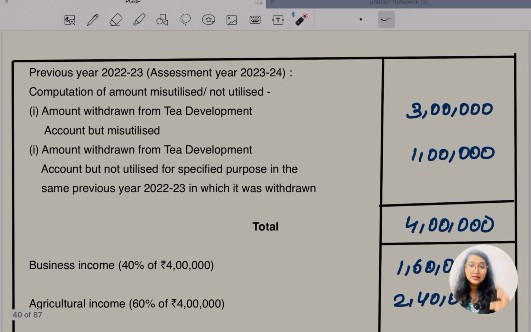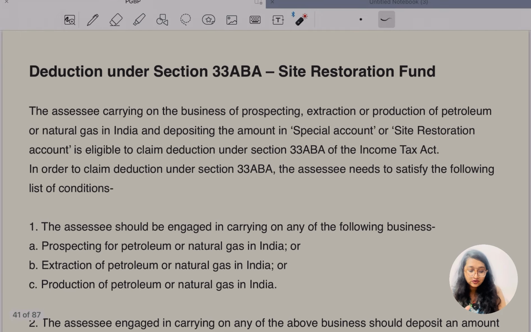So we have covered actual cost. ठीक है. And then 33AB tea, coffee, rubber, where we know what is the percentage of business income and the agriculture income. Apart from that, the deposit amount क्या होना चाहिए, 40% कौन से में से मिलेगा, the deduction. ठीक है. And this was the site restoration fund 33ABA. 20%, 40%. इतनी बात समझ में आ गई.